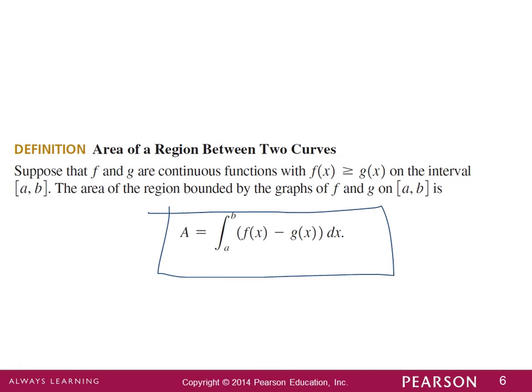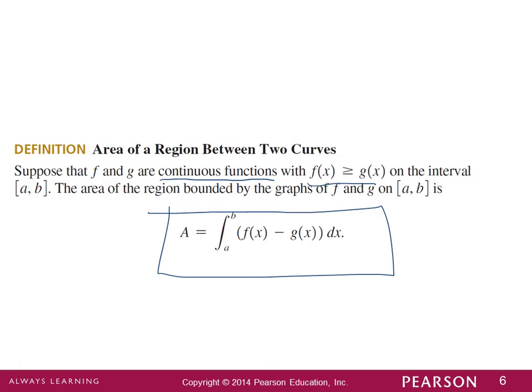And so the nice definition here is that suppose that we have two functions f and g that are continuous, and this is important, they need to be continuous functions, such that f is greater than g on a given interval. Now it's only important that one is bigger than the other just so we have a defined top and bottom function. It doesn't really matter which one's on top, we just need one of them to be on top.